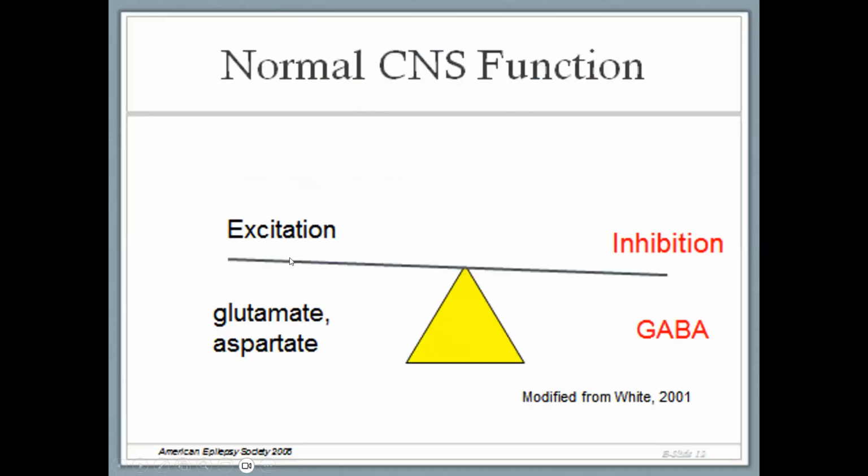So in normal CNS function, there's a balance between excitation and inhibition. When there's an imbalance, when the excitation is too much or the inhibition is too little, you can get seizures. That's the basic underlying mechanism. And the drugs also act to bring about this balance, basically.